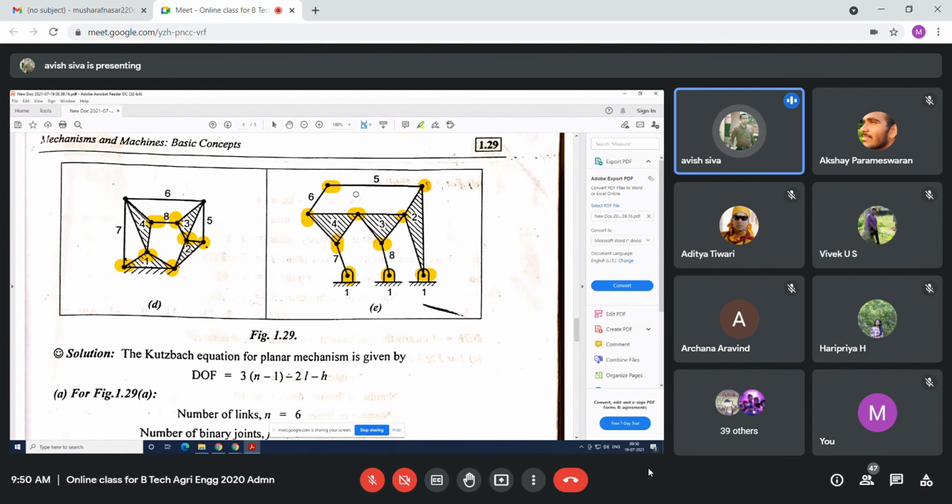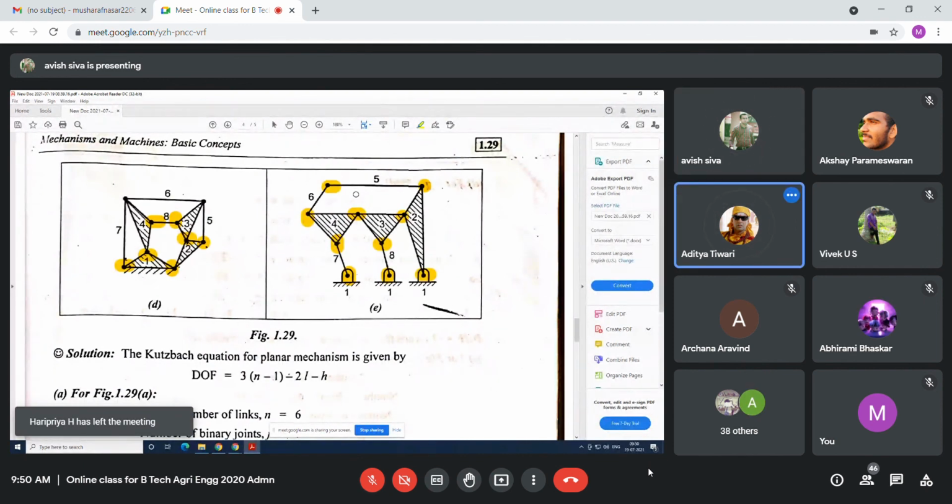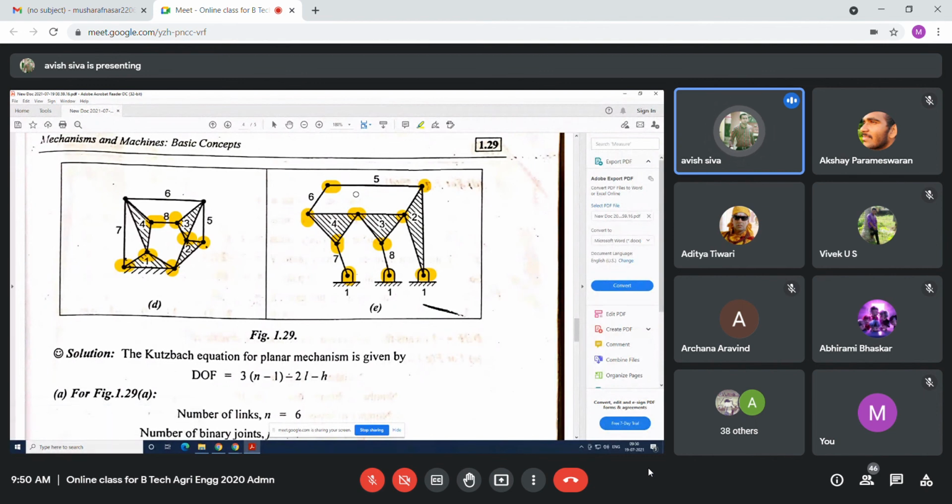What about the number of degrees of freedom? Number of degrees of freedom will be 1. Okay.